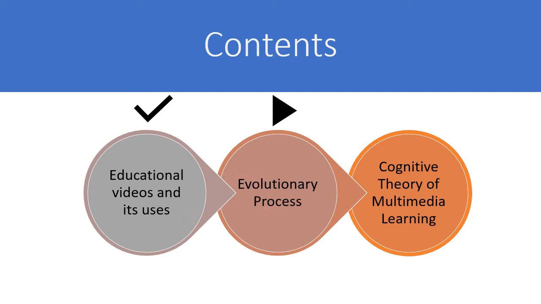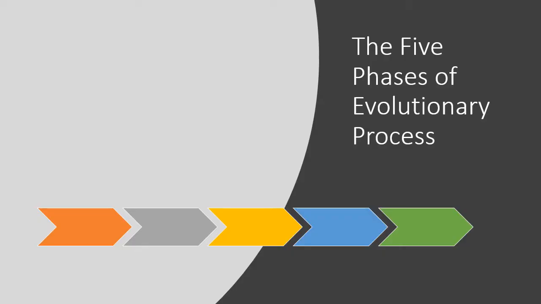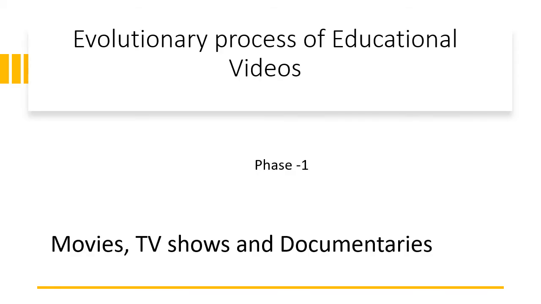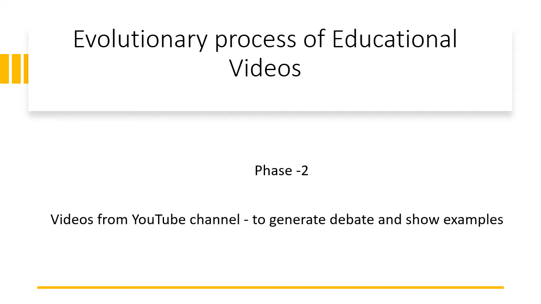Now we are moving to the evolutionary process. The 5 phases of evolutionary process. Phase 1. In this phase, movies, TV shows and documentaries are simply recommended to watch. Phase 2. In this phase, videos from YouTube channel are shown to generate debate and show examples.